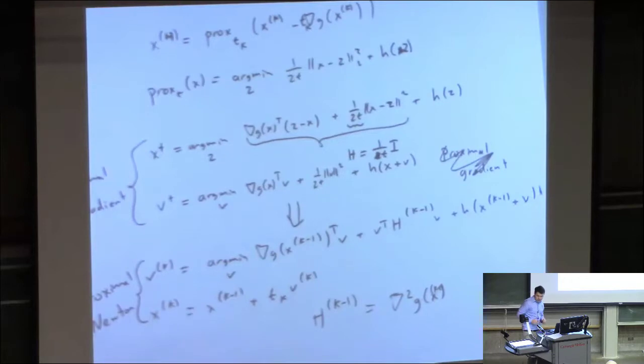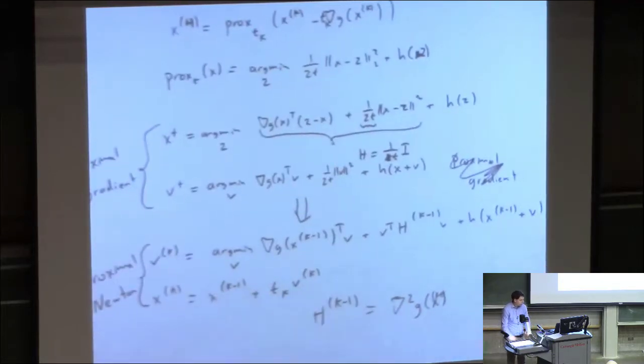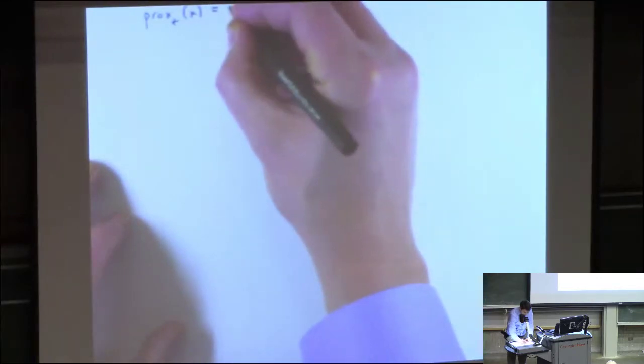Again, some notation here. This term is called the scaled proximal map. Whereas the proximal map was essentially the function with the identity here, we can also define a scaled proximal map. I'm going to write the prox again to have them both: prox_t of x is the argmin over z of 1 over 2t norm of x minus z squared plus h of z.